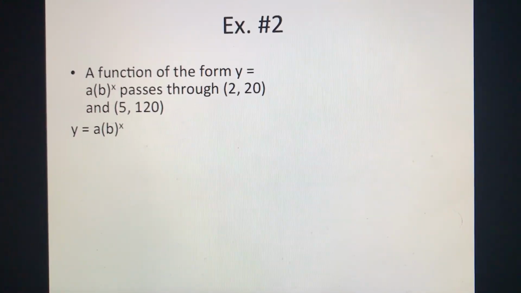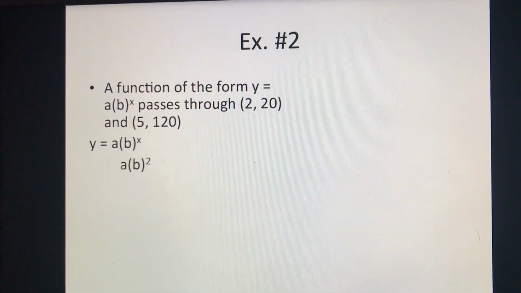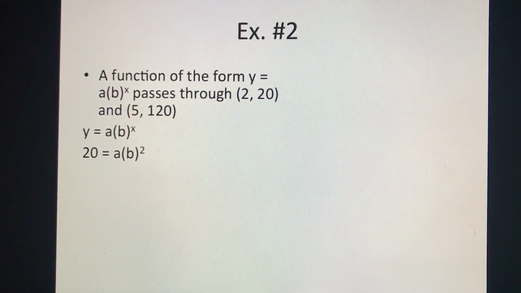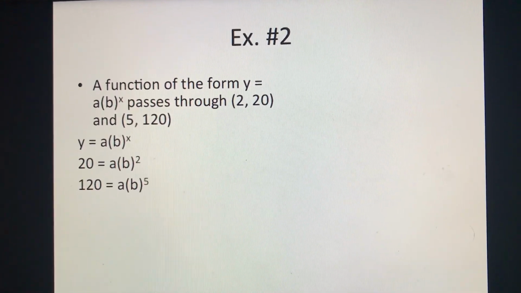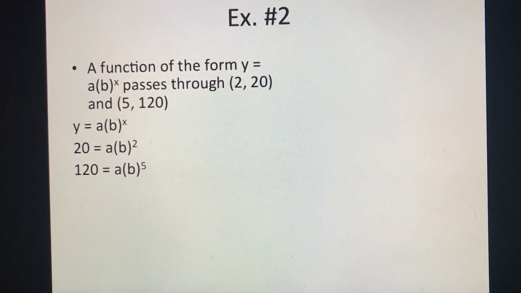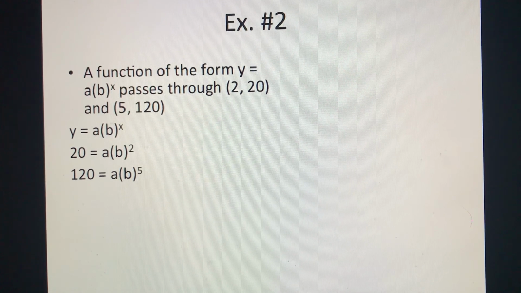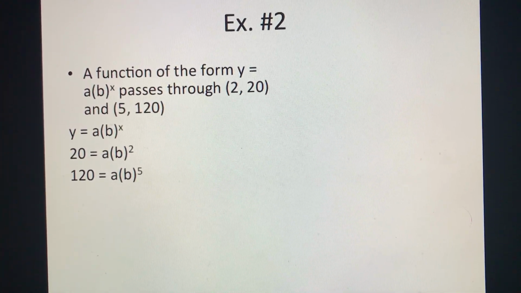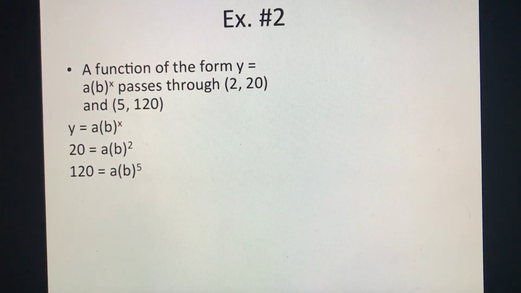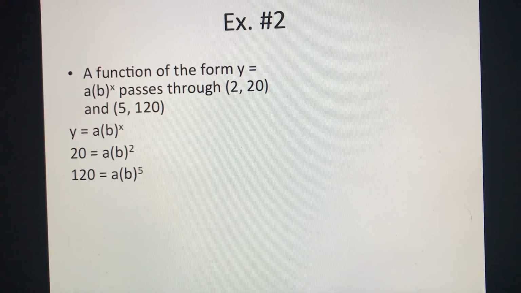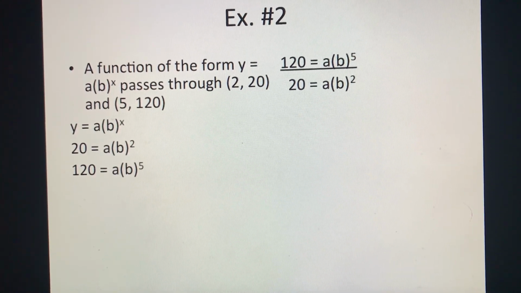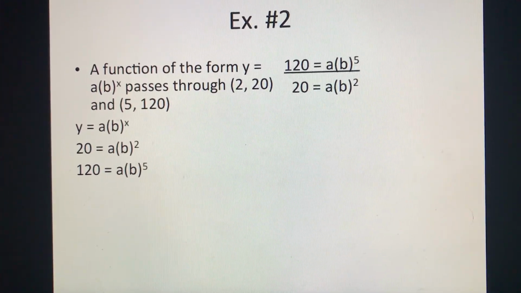So for (2, 20), you're going to substitute it in to get 20 equals a times b squared. The same with (5, 120), which will be 120 equals a times b to the 5th power. You're going to want to get your a values alone or your b values alone. But since b has an exponent, that's what we're going to want to get alone. To do this, we can divide the larger equation by the smaller equation. In this case, you're going to do 120, which equals a times b to the 5th power, divided by 20, which equals a times b squared.